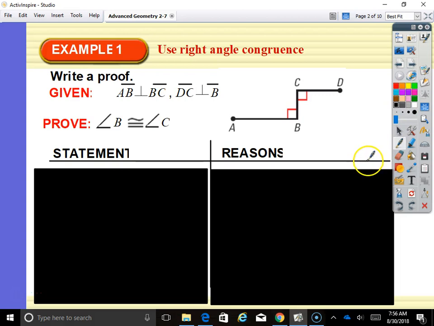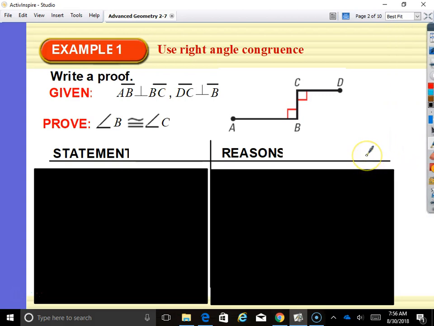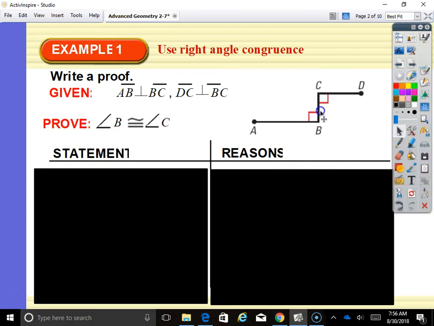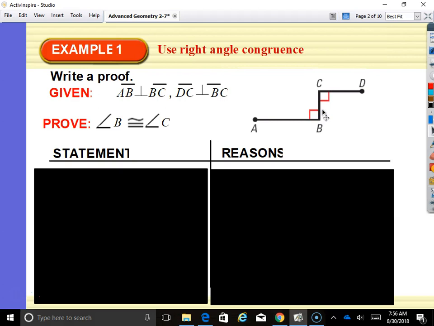Today's lesson is 2-7, Prove Angle Pair Relationships. Write a proof. Given, segment AB is perpendicular to segment BC. Segment DC is perpendicular to segment BC. Prove angle B is congruent to angle C.